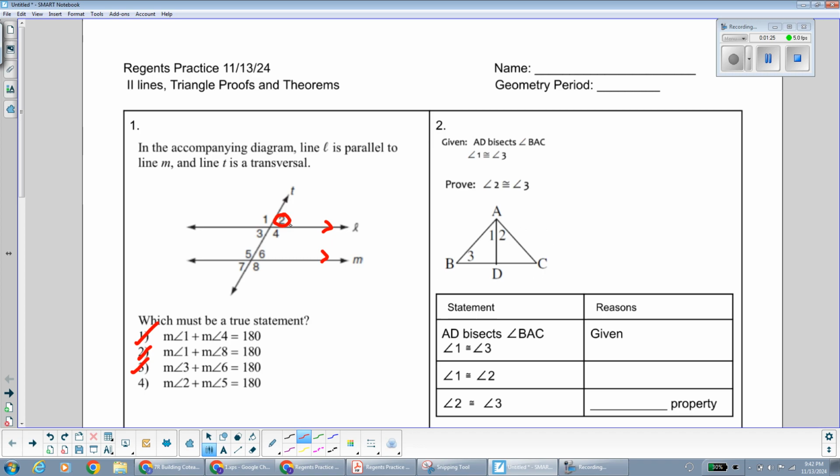So 2 and 6 are congruent because they're corresponding angles. And then we can see that 5 and 6 are supplementary. They form a linear pair. So if 2 is the same as 6 and 6 is supplementary to 5, then 2 has to be supplementary to 5.